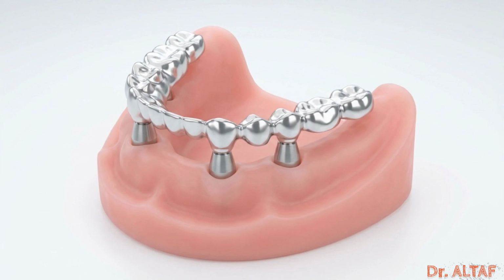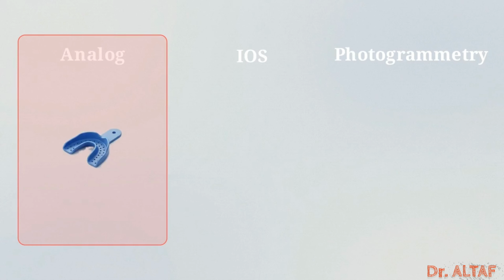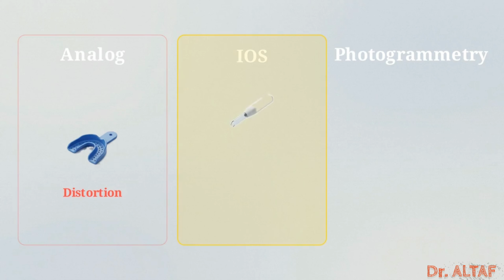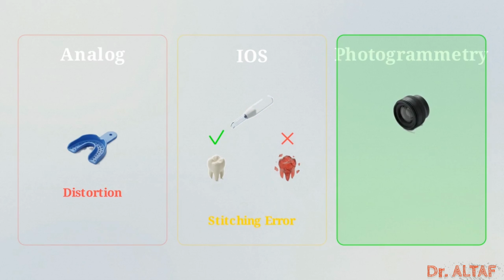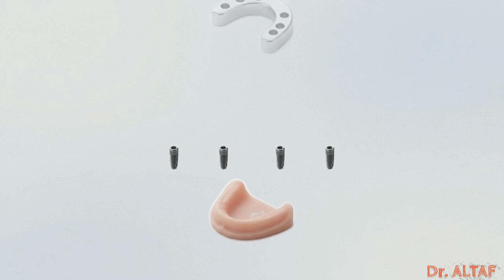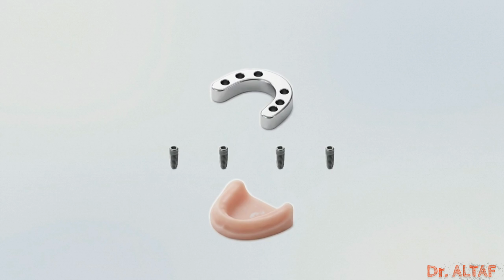This matrix reveals a clear progression. Analog methods suffered physical distortion. Intraoral scanners bypassed this, succeeding for single units. But their stitching algorithms fail on featureless arches. Photogrammetry provides the definitive answer. Triangulation secures the precise 3D implant position, guaranteeing a tension-free fit.